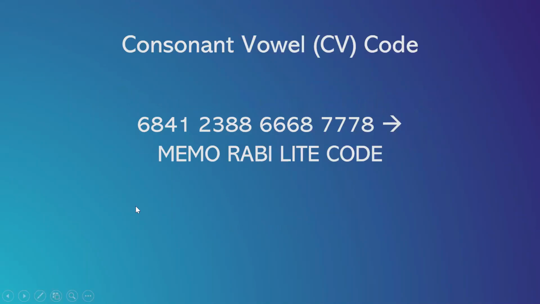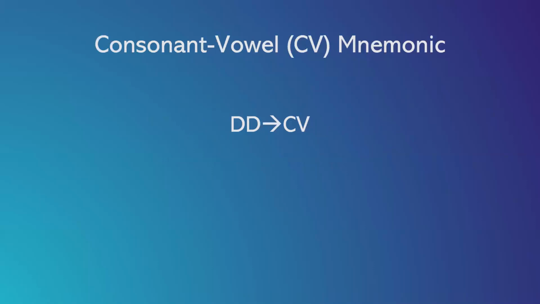So the CV mnemonic method is a simple approach to convert long numeric codes into memorable alphabetic codes. For example, in this particular case, the 16-digit number, typical to what you would see on a credit card, is converted to a 16-digit code, which is more memorable and more pronounceable than the underlying code. And how do you do this?